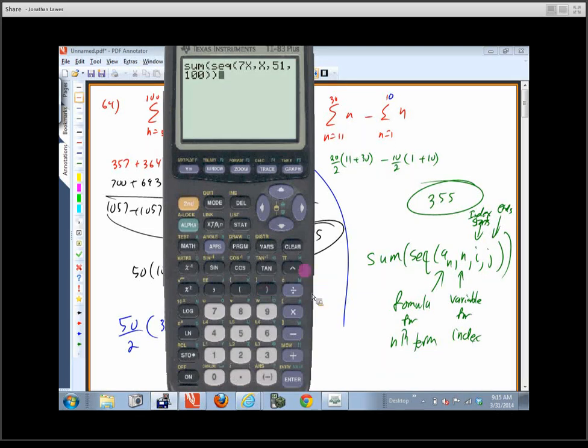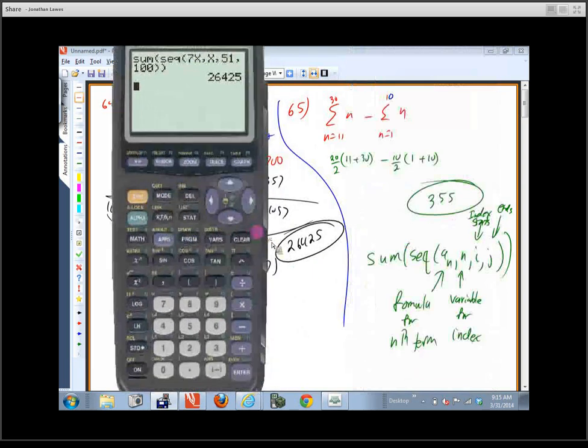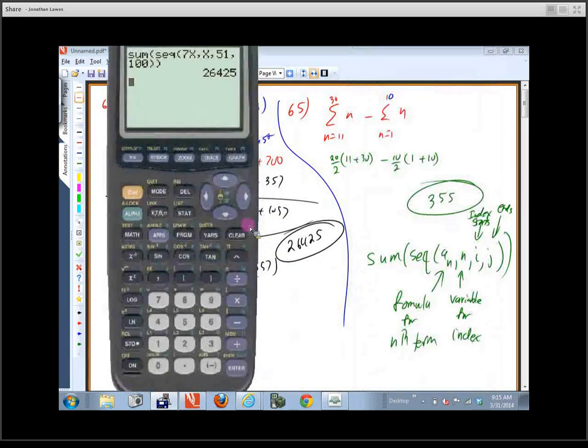Now, if we did this right, this better give us 26,425, right? It's going to work for a minute. Okay, think about what it did. It just wrote down those 50 numbers, figured out what they were, and added them all together that quick. Got the right answer there. Any questions? Sure? Okay, so everybody got the calculator figured out?